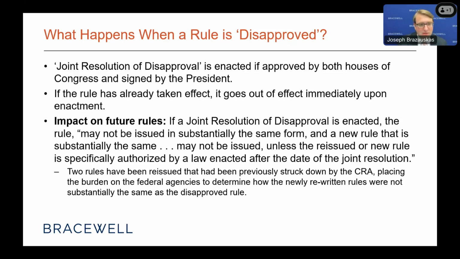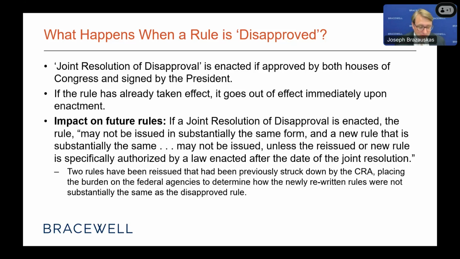So how does this impact future rules? If a joint resolution of disapproval is enacted, the rule, quote, may not be issued in substantially the same form, and a new rule that is substantially the same may not be issued unless the reissued or new rule is specifically authorized by a law enacted after the date of the joint resolution. So, in fact, it's a very powerful tool in that if a rule is disapproved, the federal agencies cannot issue the rule in substantially the same form.